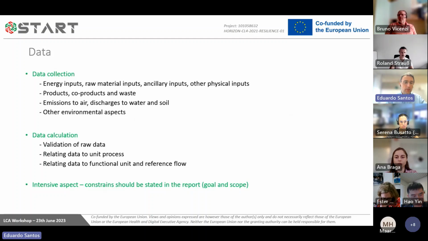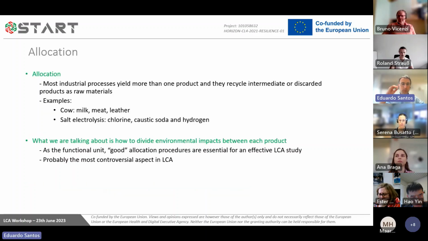Also, we have to validate the raw data. For transparency and robustness reasons, we should be able to demonstrate all of the data, where it's coming from and where it was collected from. And all of that data has to be related, of course, always to the unit process and to the functional unit. So this is, as I told you, a very intensive step of the process.